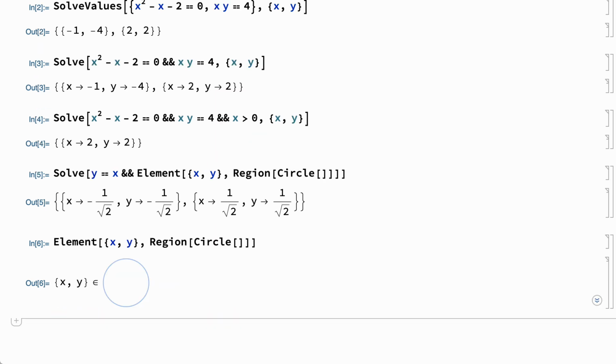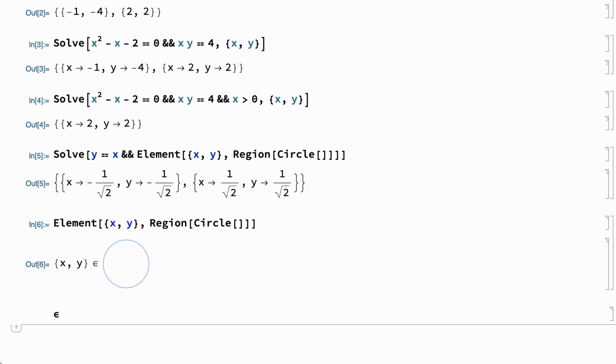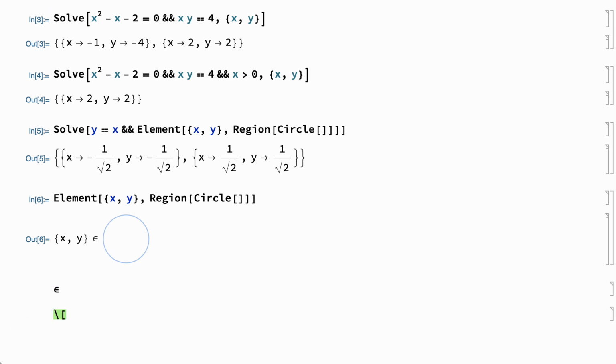The traditional mathematical notation for Element uses a character that looks a bit like a Greek letter epsilon. The expression here specifies that {x, y} is an element of the region defined by the unit circle. The Element character can be entered by typing escape, ELEM, escape, or using backslash and an open square bracket, then the word Element, which is the name of the character, and a closing square bracket.